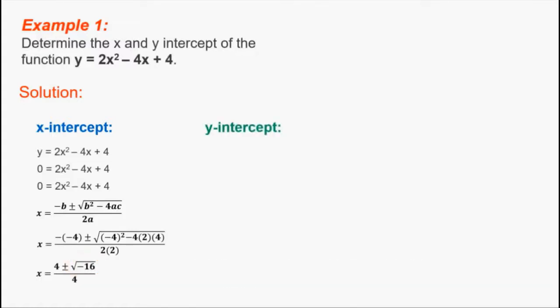Next natin is to solve for the y-intercept. So we write the given first. Set x is equal to 0. So, mas madali ito kasi magmumultiply ka lang sa 0 and then add or subtract lang. Basically, ang lagi maiiwan dyan ay ang value ng c o ang ating constant term. Kasi lahat ng may coefficient na x ay magiging 0.